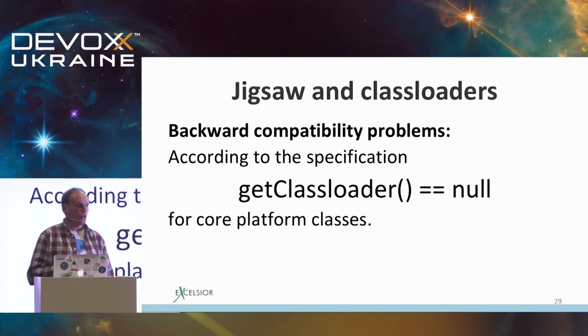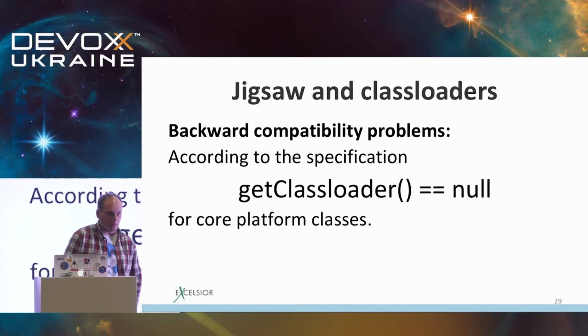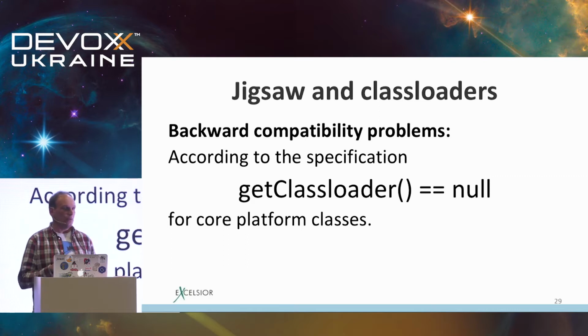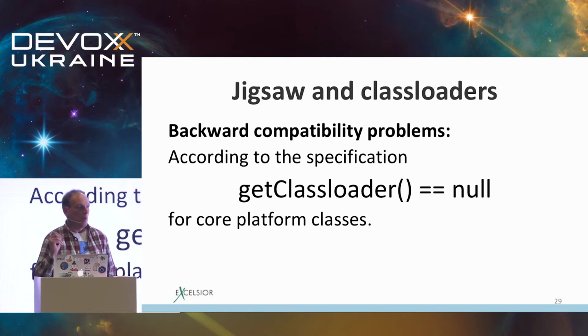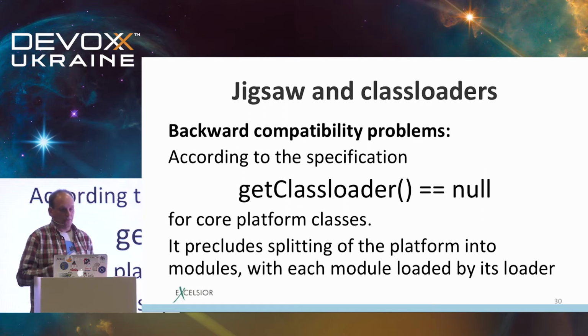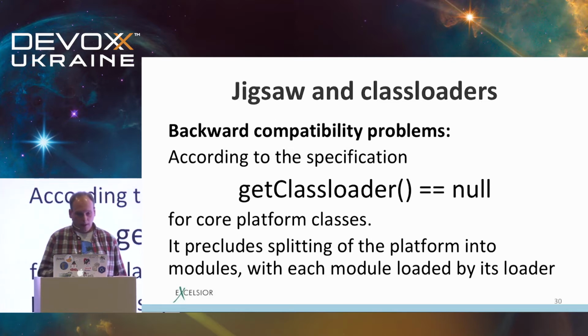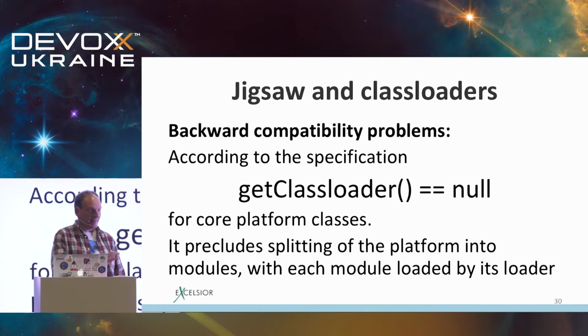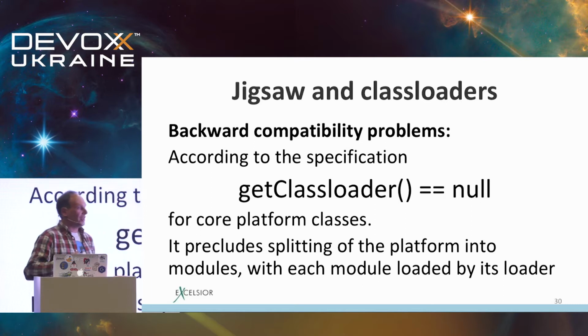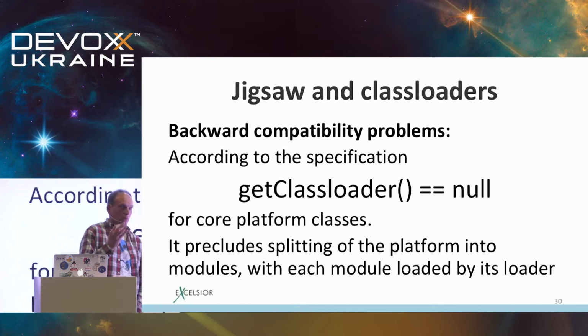For instance, according to the Java specification, all core platform classes should be loaded by the so-called bootstrap class loader. It is an internal JVM class loader that has no instance. So getClassLoader should return null for platform classes. And it effectively precludes splitting the Java SE platform into modules where each module is loaded by its own class loader. You would say that some class might be unavailable in Java 9, but that is not a backward compatibility issue from the JDK point of view, because the Java specification never claimed that you will have that class.